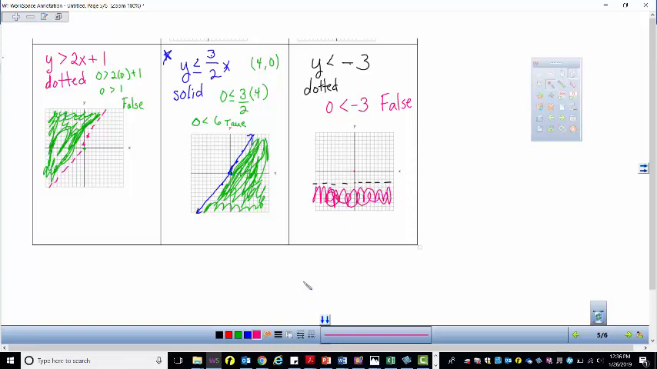All right, so what I need you to do is stop the video, look back at that stuff, and then you're going to turn your paper over, and we're going to try the same thing with standard form.